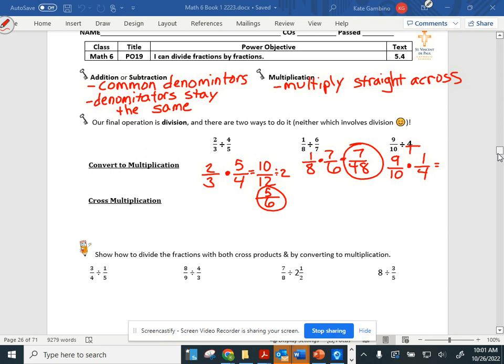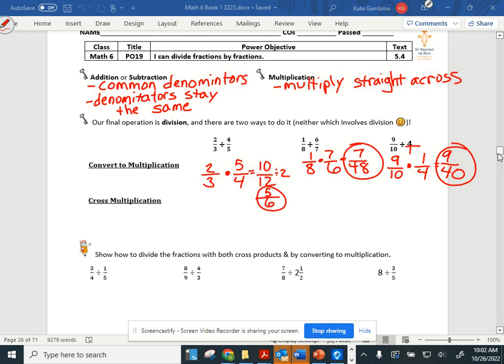Then we multiply going across. 9 times 1 is 9. 10 times 4 is 40. I cannot simplify that anymore, so it's 9/40. 3 doesn't go into 40 either. Does that make sense? Yeah. So remember that dividing flips to multiplying, and the last fraction flips to its reciprocal.